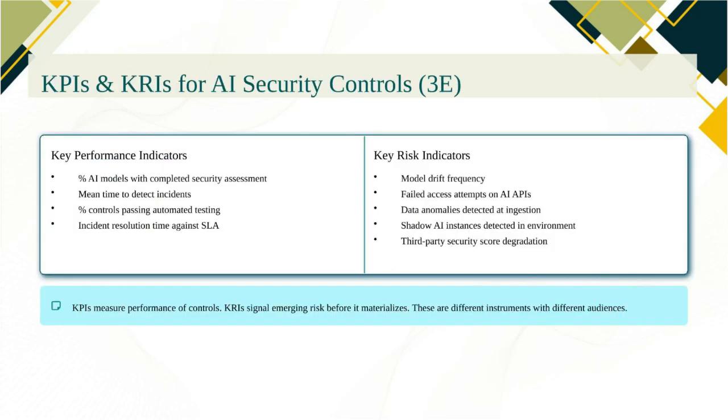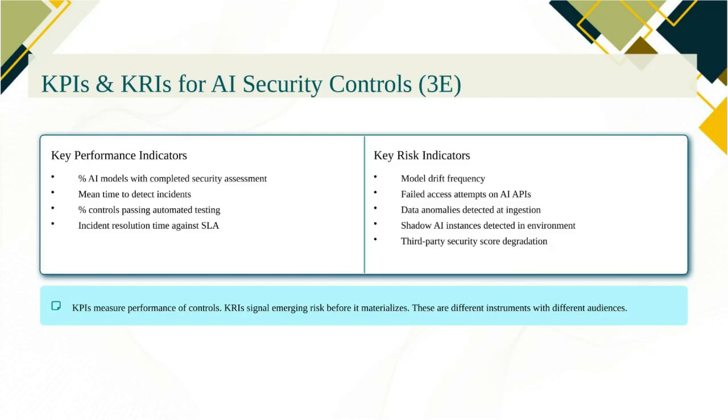Let me give you a concrete set of KPIs and KRIs for AI security controls, because the exam tests your ability to distinguish between them. KPIs measure performance: the percentage of AI models that have completed a security assessment, mean time to detect an AI security incident, percentage of controls passing automated testing, and incident resolution time. KRIs signal emerging risk: model drift frequency, failed access attempts on AI APIs, data anomaly detection rates, shadow AI instances detected in a given period, and third-party security score degradation.